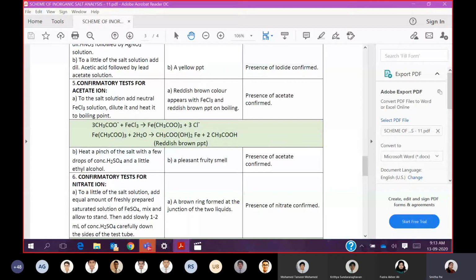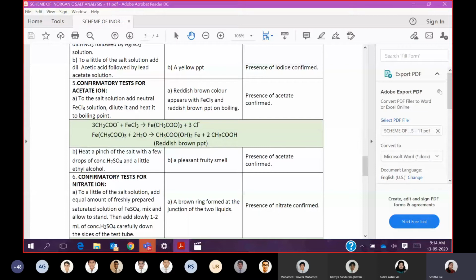So points to remember regarding acetate: it is a colorless salt, soluble in water, and gives a vinegar smell with dilute H2SO4. When you mix with concentrated H2SO4, you get vapors of vinegar. Vinegar indicates the presence of acetate or acetic acid. Once you get the vinegar smell, you will skip the other tests. You will directly move on to the confirmatory tests.